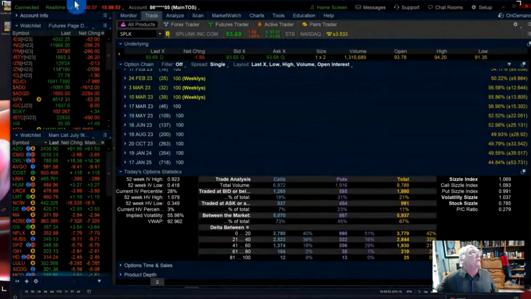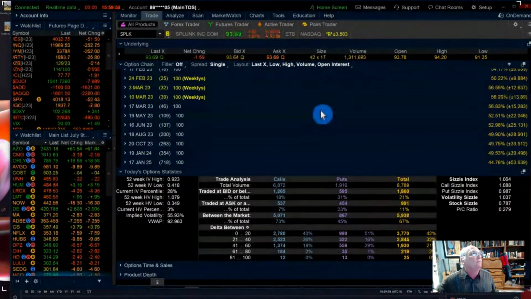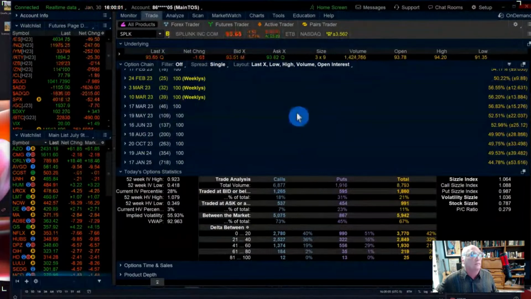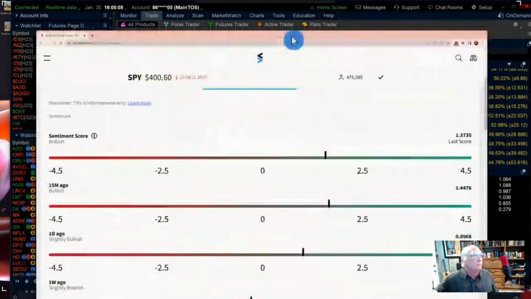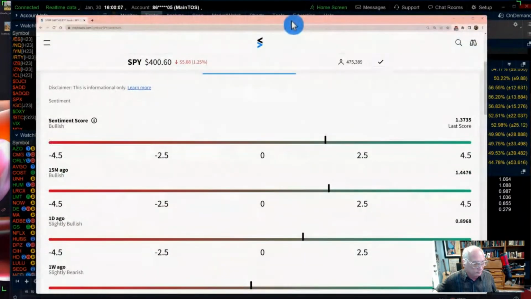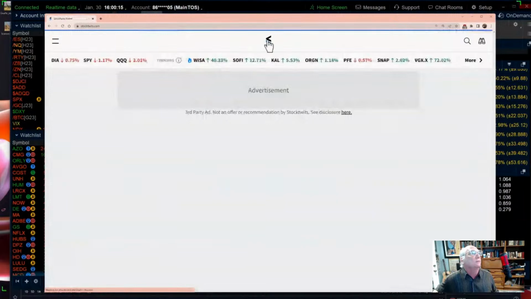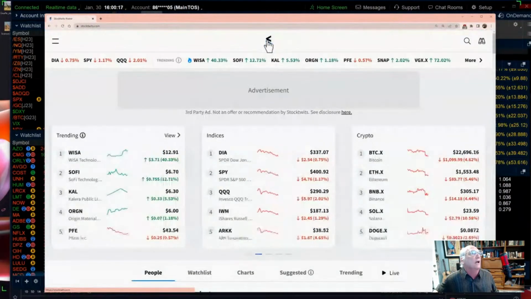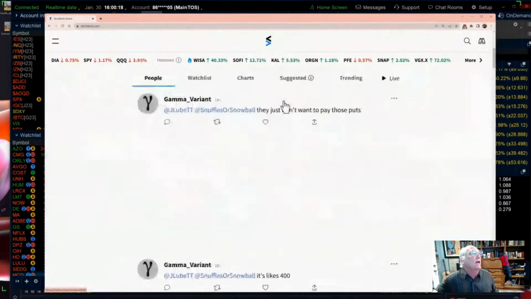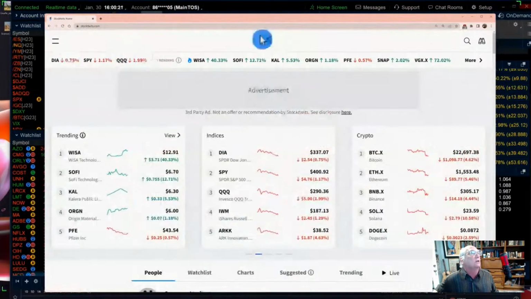So market's going to close, and then I want to show you unusual option activity. Sentiment if you want to see it. Here you go. Here's StockTwits. You go to your normal StockTwits. Yeah, I blocked advertisements. They're probably mad at me, but here's StockTwits.